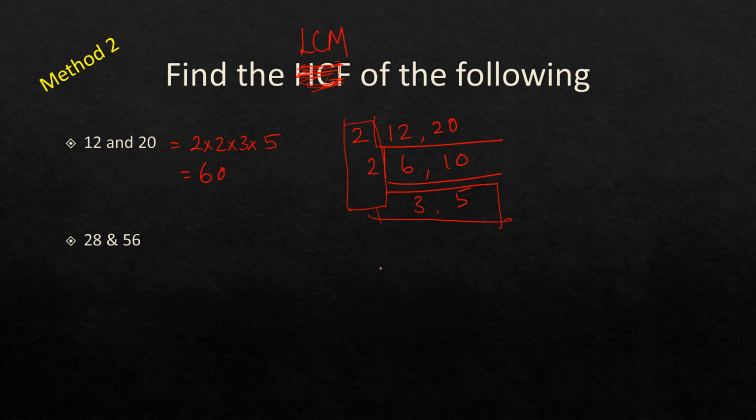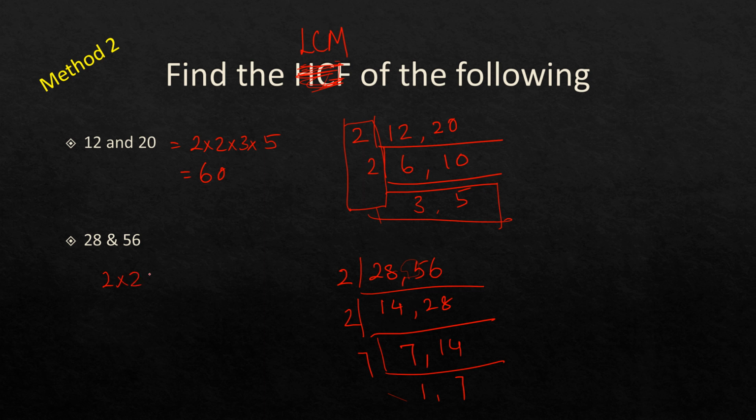So if it is 28 and 56, 2 times 14, 2 times 28, 2 times 7 and 14, 7 times 1 and 7. So again, we take all of them: 2 times 2 times 7 times 1 times 7. So that is 2 2's are 4, and 7 times 7 is 49, 49 times 4. Let's check. 49 times 4 is 196.